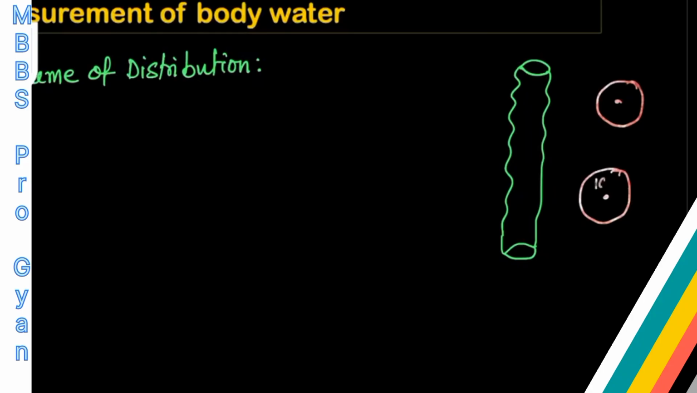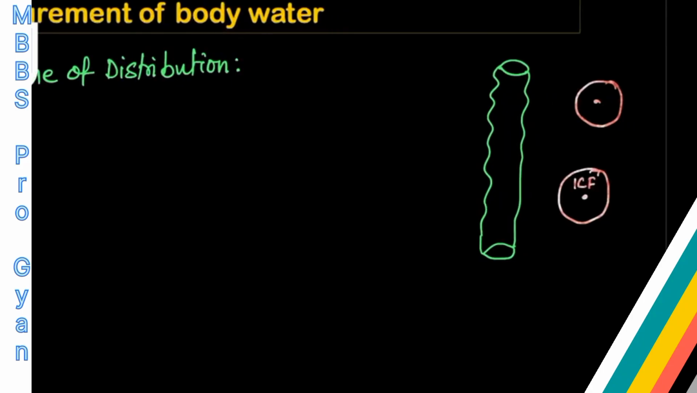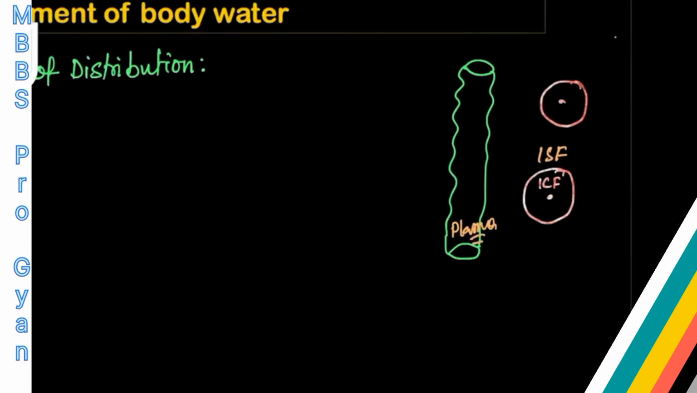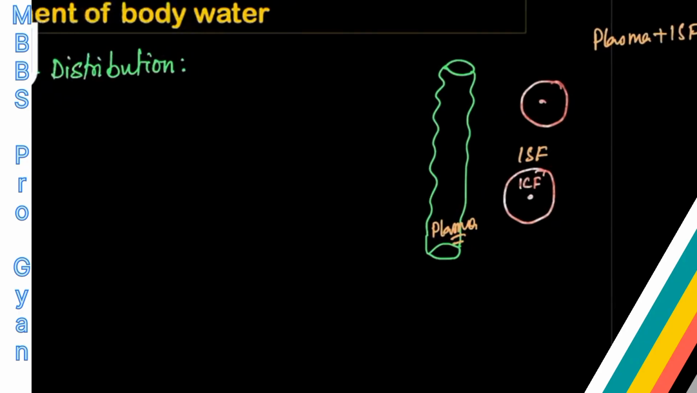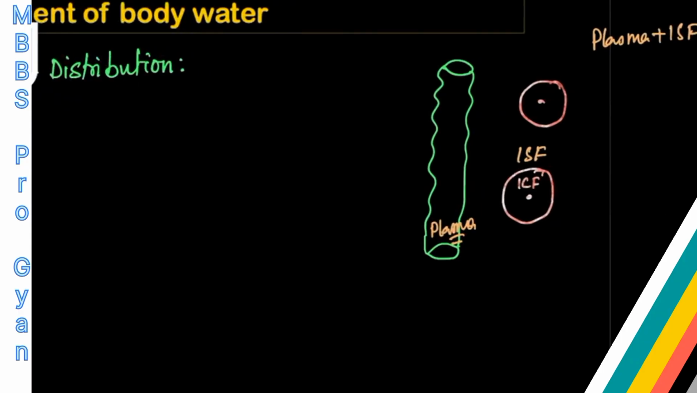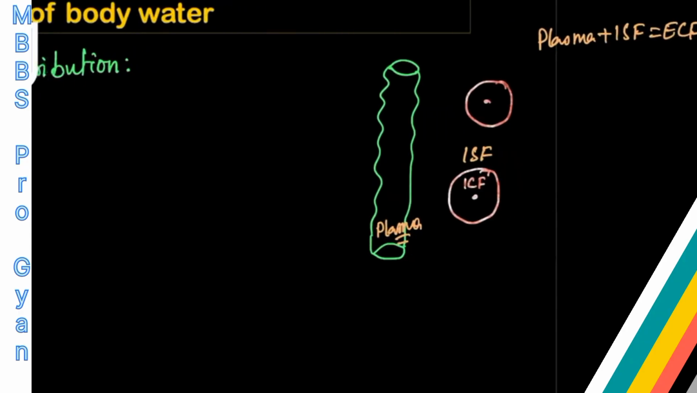So the water which is present inside the cell, that is known as the ICF. Okay. The water which is present just outside the cell, that is the interstitial fluid. I'll write with a different color. So this is interstitial fluid, and the water which is present inside the capillary is plasma. We all know that this plasma plus this interstitial fluid is equal to the ECF. We all know this thing.